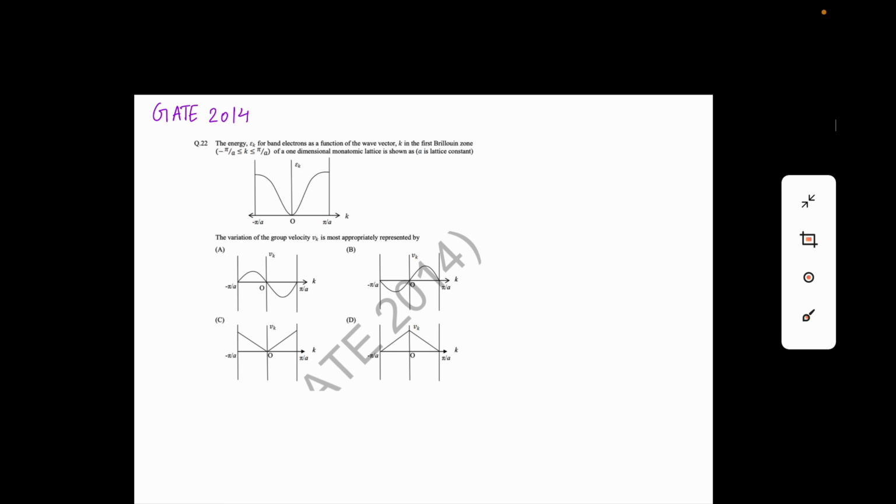This is Robin. So we will be solving this question number 22 from GATE 2014. As you can see, this is a question which is partially from quantum mechanics and would need the concepts of quantum mechanics, and also from solid state physics, or you can say condensed matter physics. Now this is a very basic question.